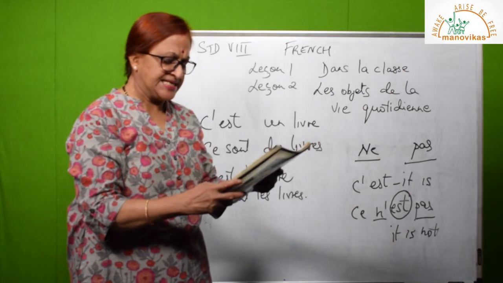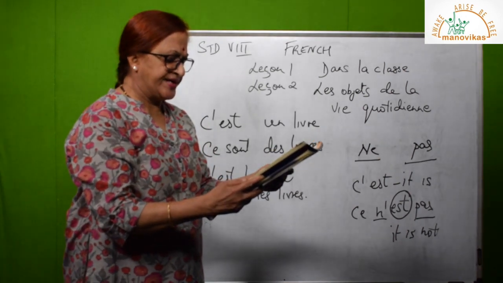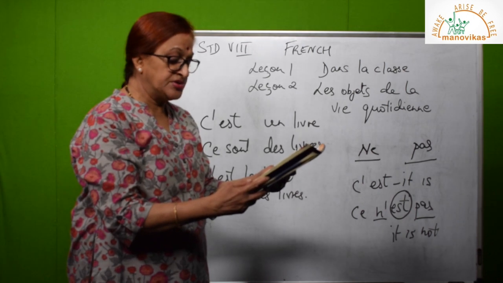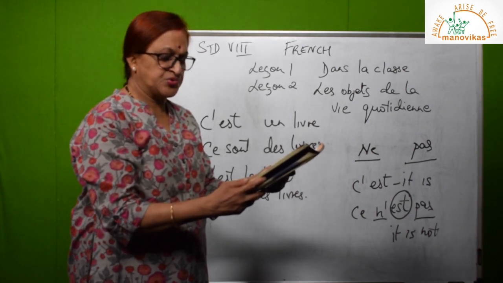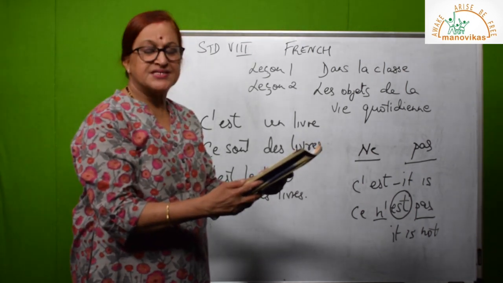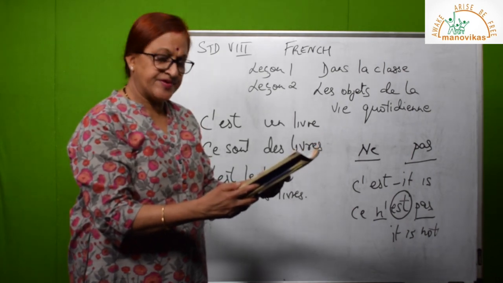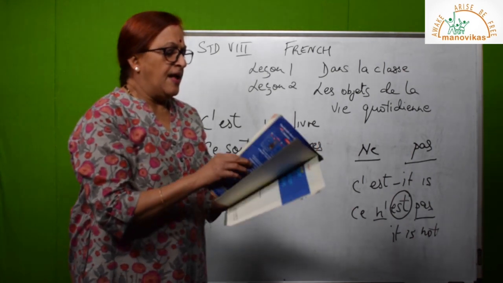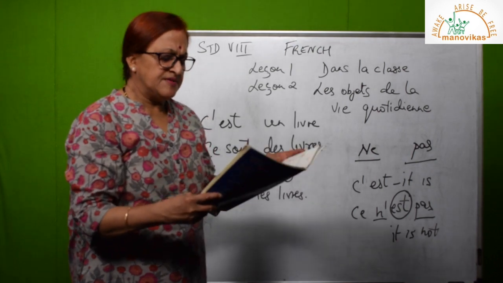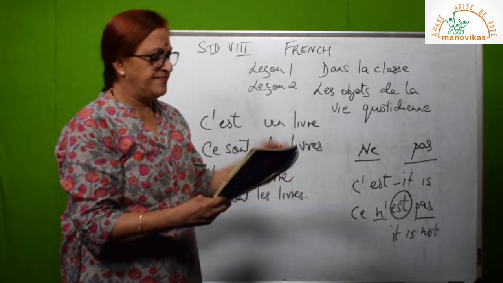So we go to the next one. Est-ce que ce sont des cahiers? Non, ce ne sont pas des cahiers. Ce sont des livres. No, these are not exercise books. These are textbooks. So repeat after me the second lesson.